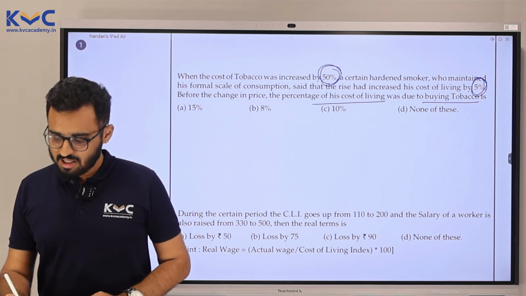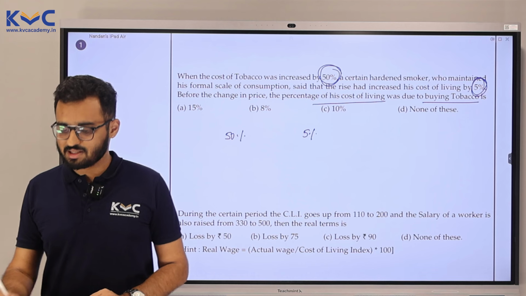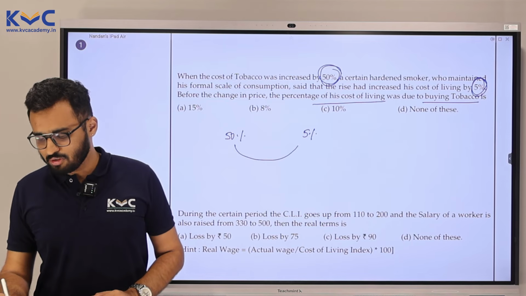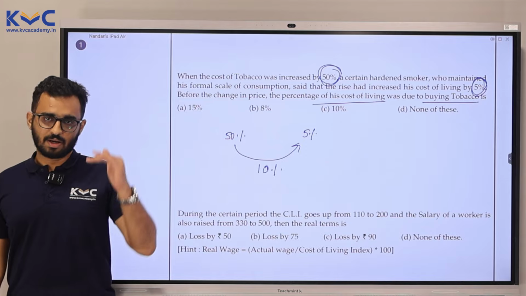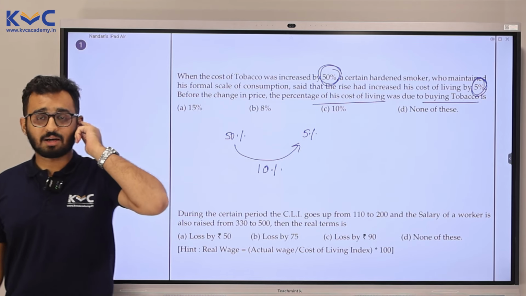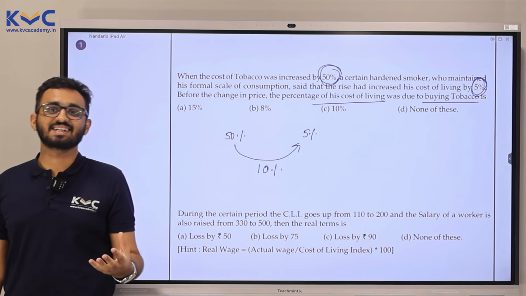No formula here. See, guys, if the price of tobacco went up by 50% and his cost of living only went up by 10%, that means out of his cost of living, 10% is going towards consumption of tobacco, right? Tobacco price went up by 50%. But his cost of living is not going up by 50%. No, that means there are other items he's consuming. He's not just smoking, he's doing other things also.